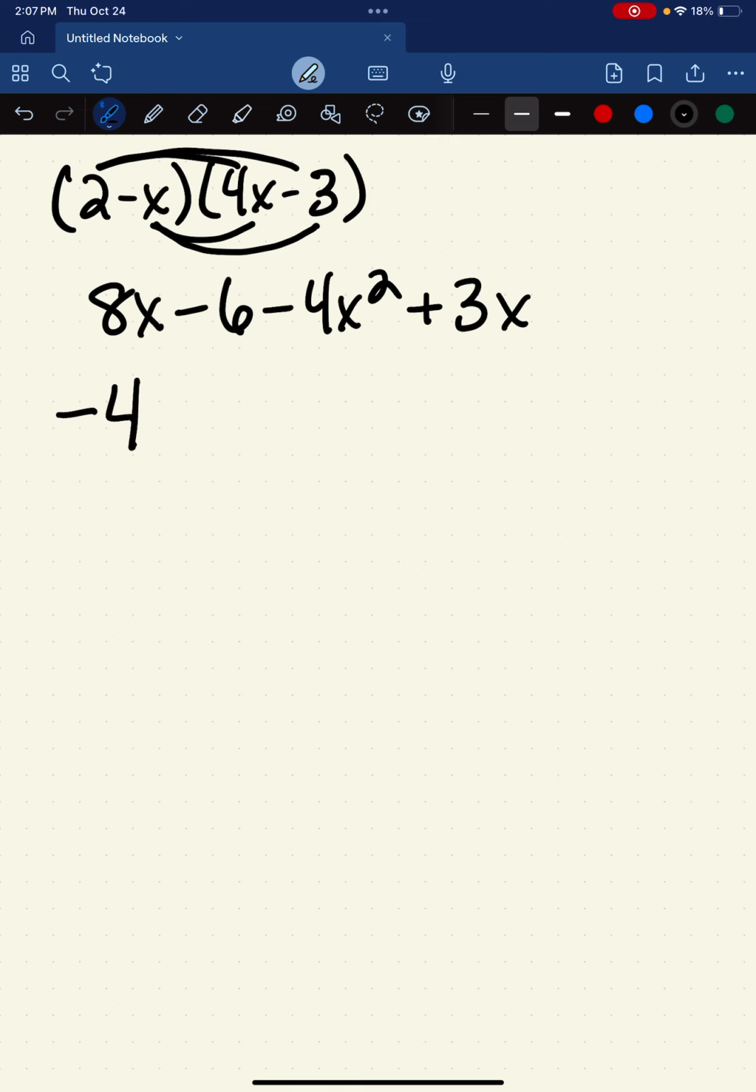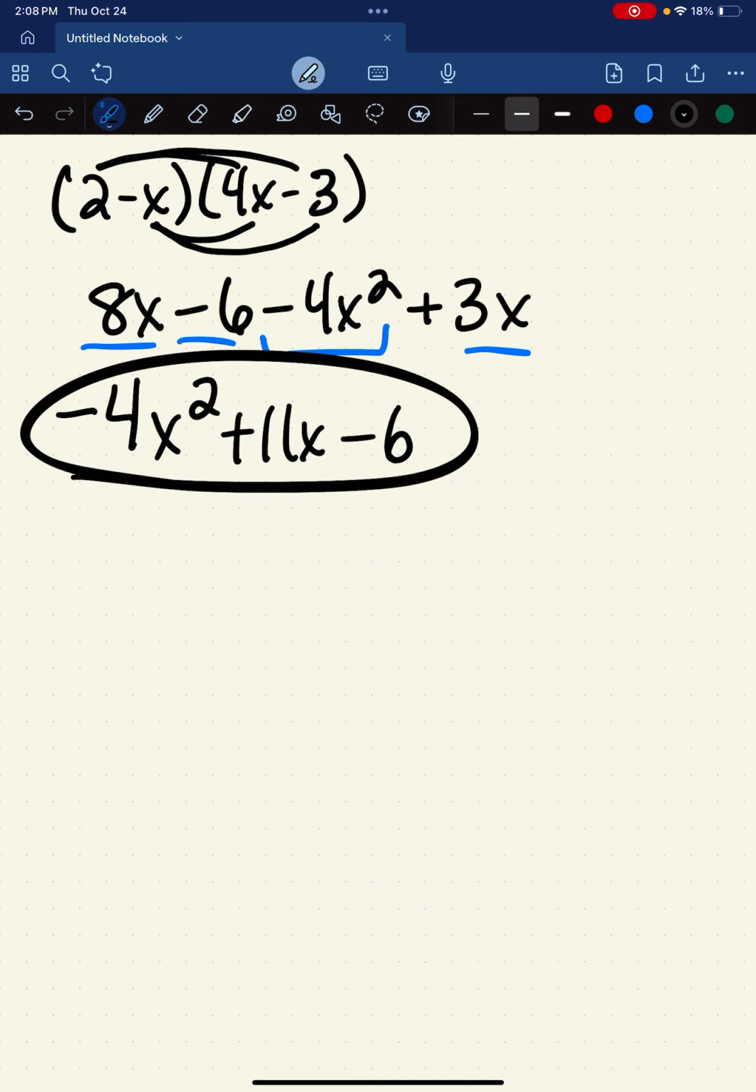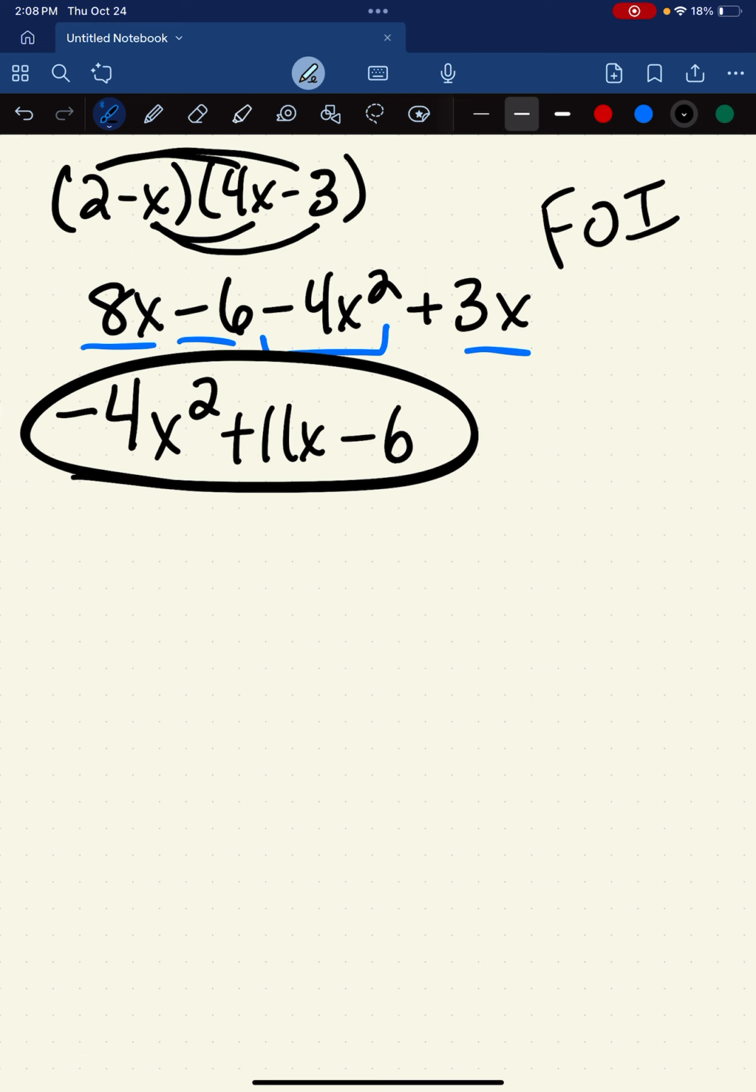We can simplify, and I'm going to rewrite it in terms of descending powers. It's negative 4x squared, which is this term. Maybe I'll do it in a different color. This term. And then we got the 8x and 3x giving us 11x. And we have minus 6 for completeness. So there's another one. This was with the box. This was with FOIL. Okay, let's do some more.